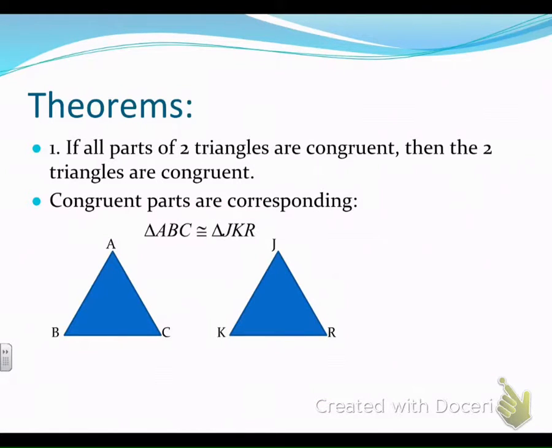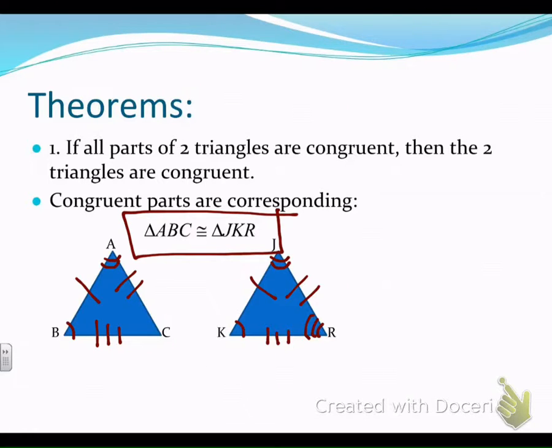Theorems. We're going to do one theorem right now. If all parts of two triangles are congruent, then the two triangles are congruent. So what that's saying is if all parts are congruent, like if those sides are congruent, and those two sides are congruent, and these two angles are congruent, these two angles are congruent, then the triangle is congruent. Congruent parts are corresponding, okay? So they're the same, they're corresponding parts.